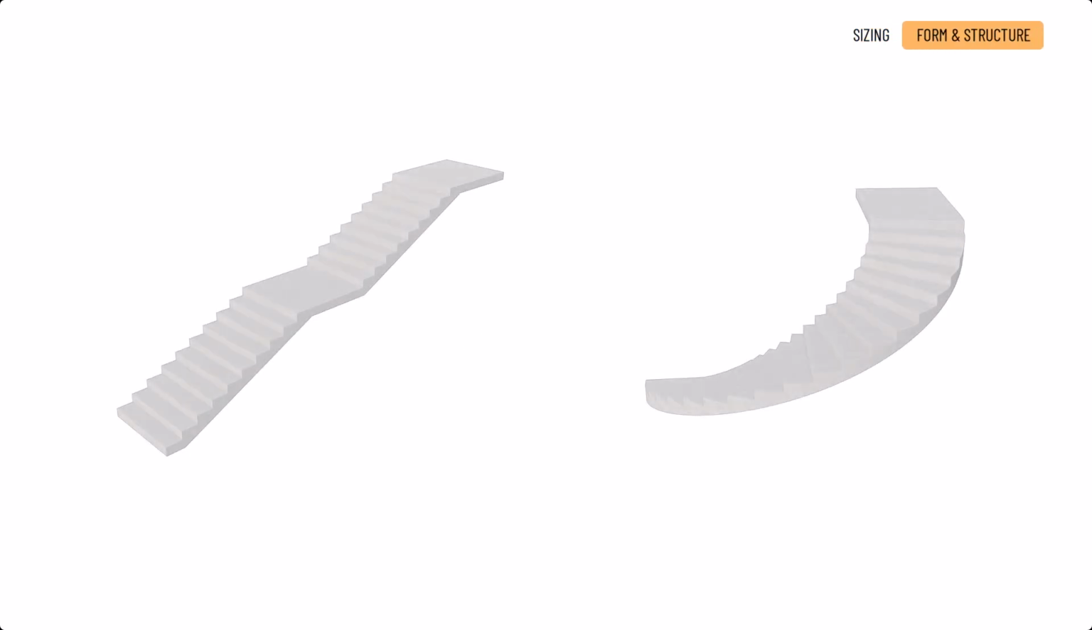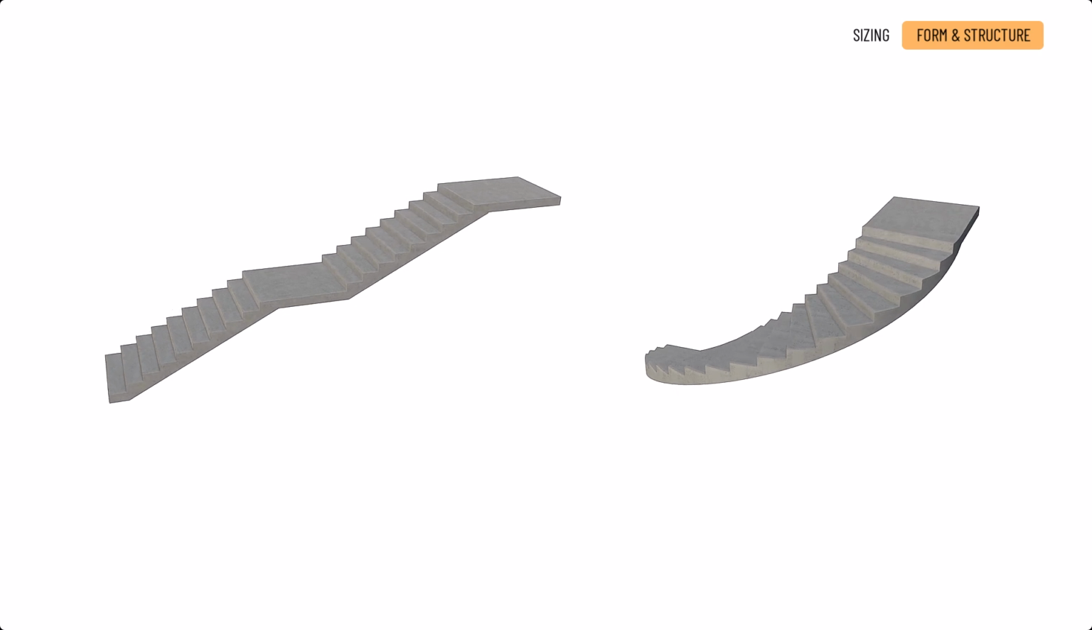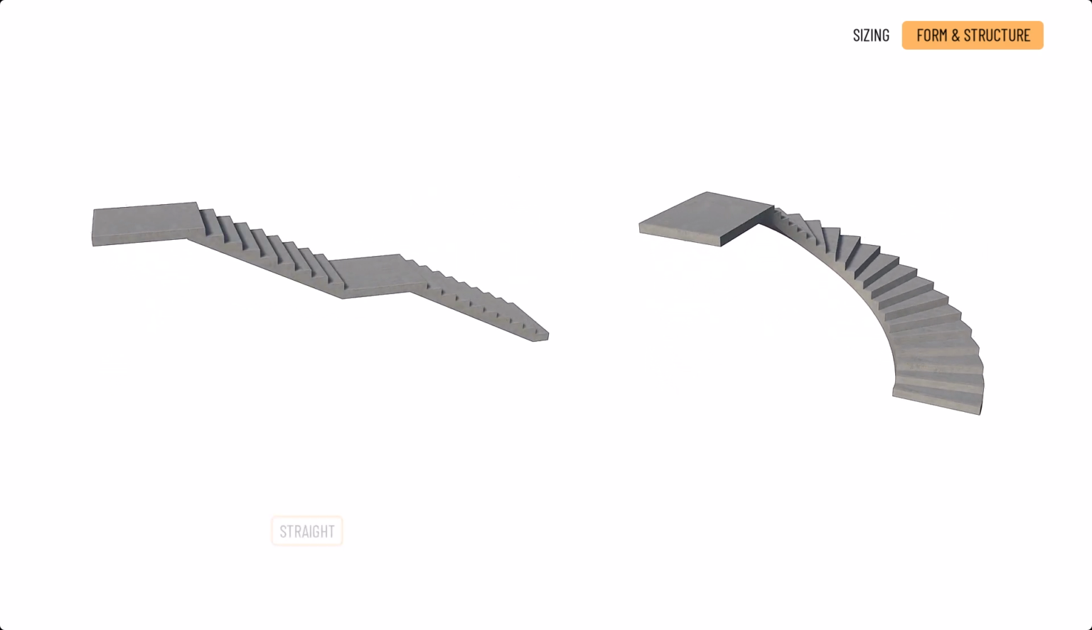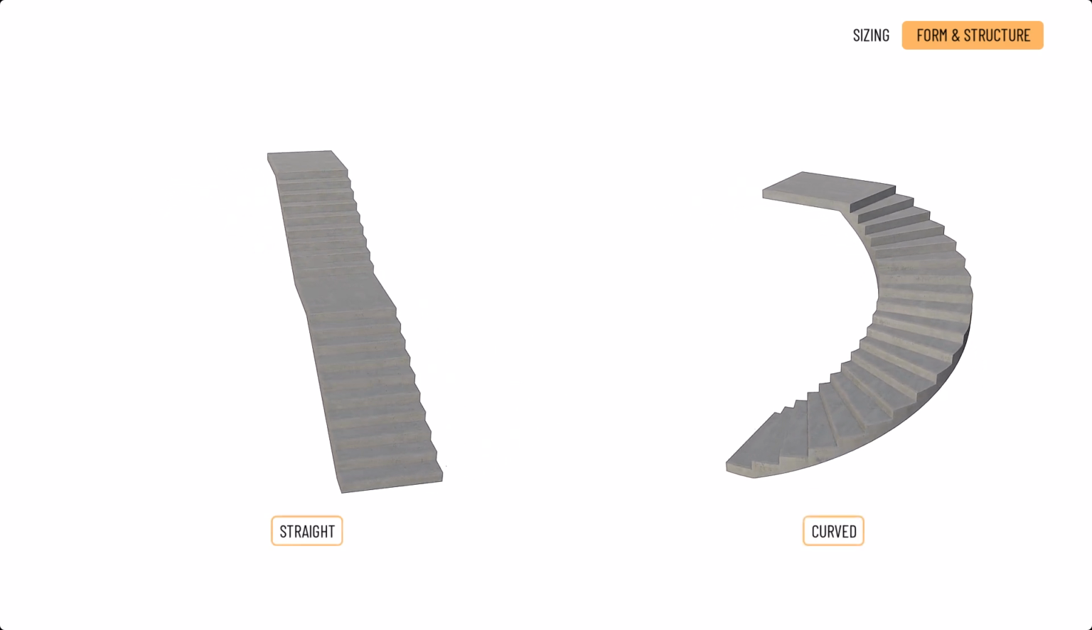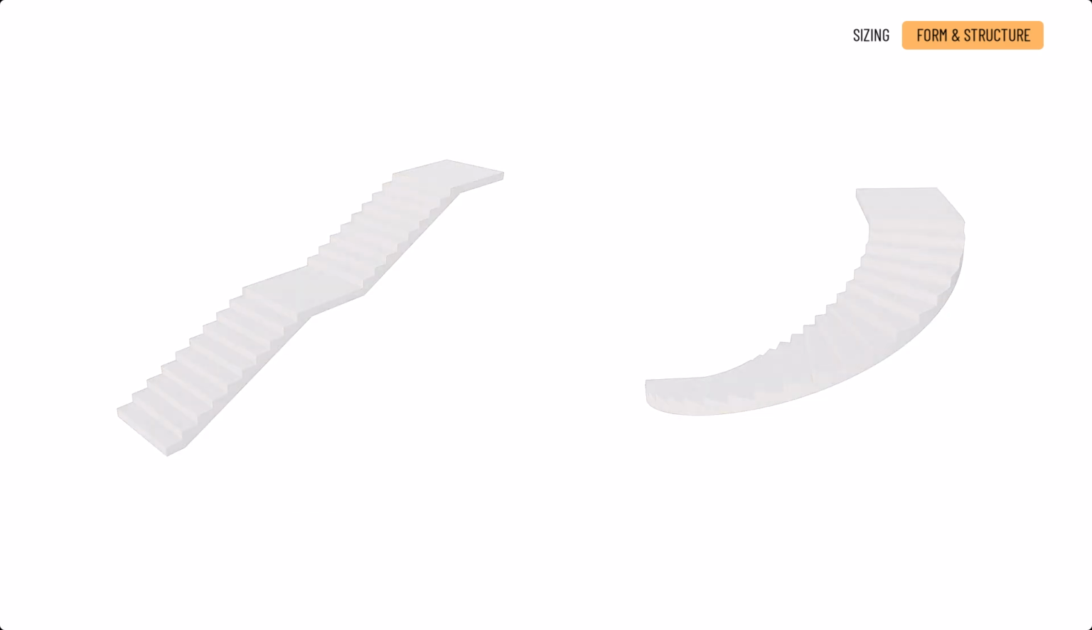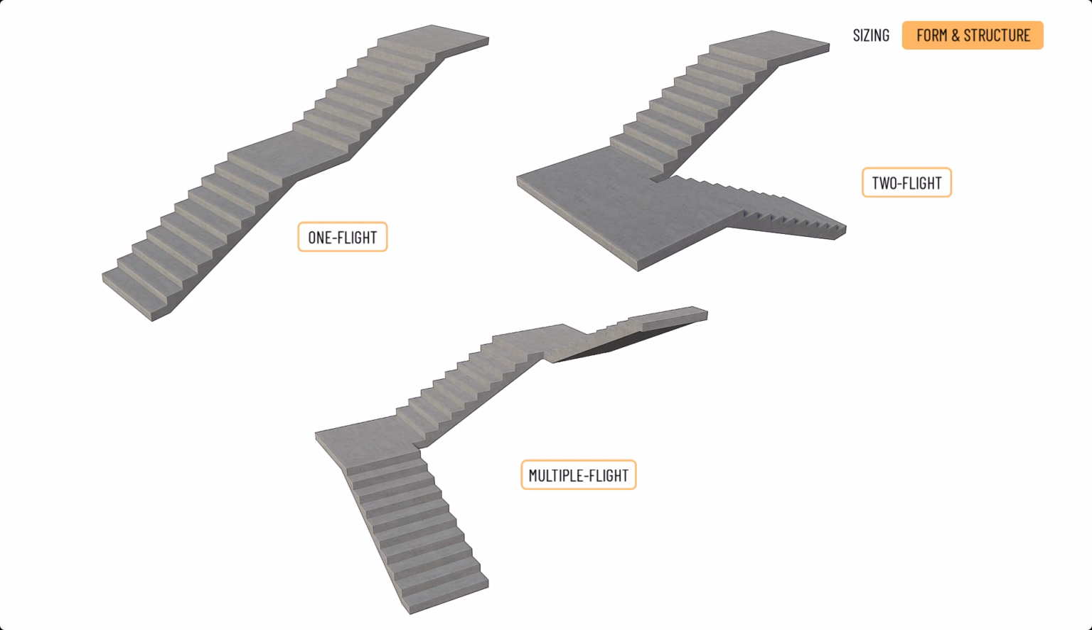Form and structure. The walking line of the flights of stairs or ramp on a ground plan line can be straight, curved, or a combination of the two. We can talk about one, two, or multiple flight stairs and ramps.